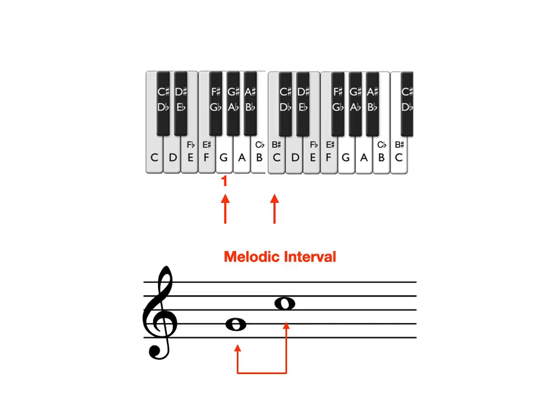G is 1, 2, 3, 4. So those are the notes in between G and C. So A and B are in between. So counting from G to C, that gives us the interval of a fourth.